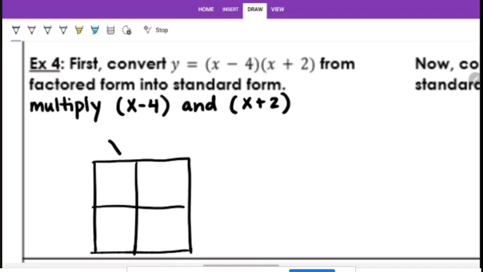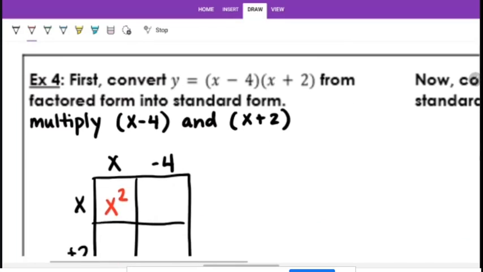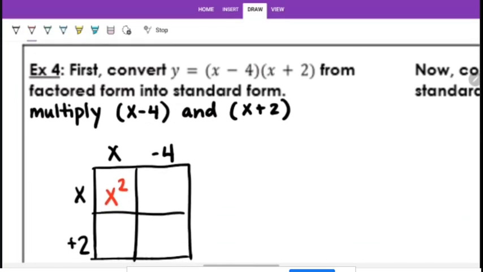Across the top, I'll label it with the x minus 4, and down the side, I'll label it with x plus 2. In the box on the top left, we have x times x, which gives us x squared. In the box on the top right, we have negative 4 times x, which gives us a negative 4x. So notice the negative there. Our 4 was negative, so we ended up with a negative 4x.